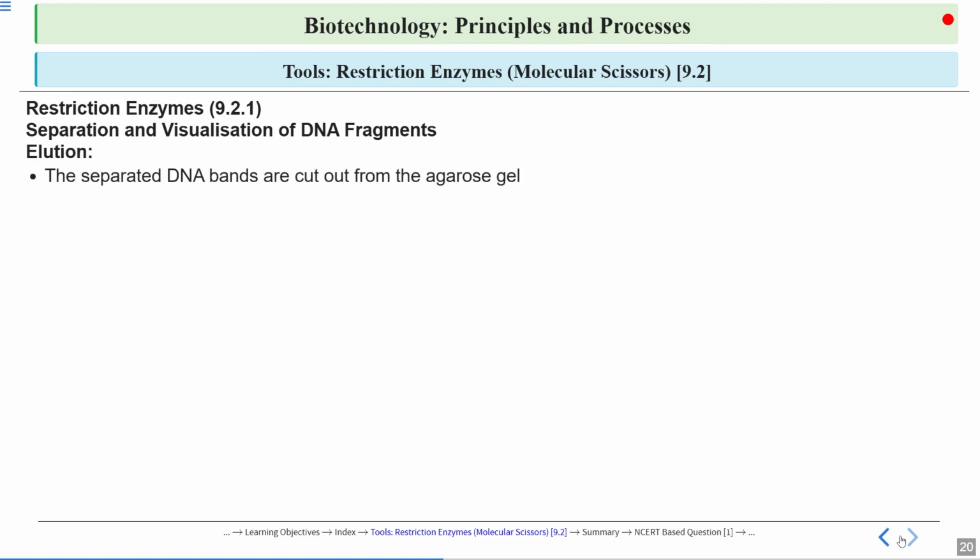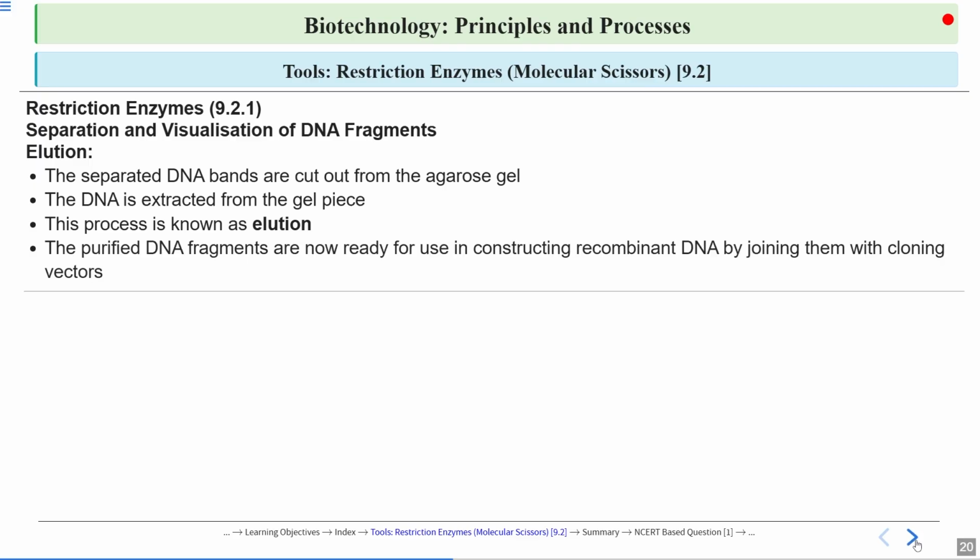Now we can even visualize this. So now we can separate these DNA bands. We can cut this DNA band from the agarose gel, and then DNA is extracted from this gel piece. This whole procedure, when the DNA is extracted from the gel piece, is called elution. Elution of this DNA from the gel piece.